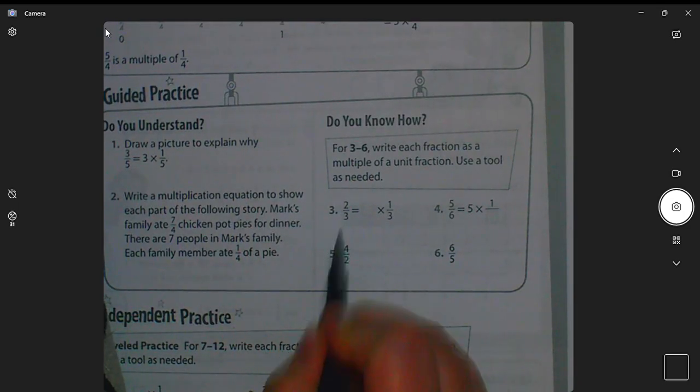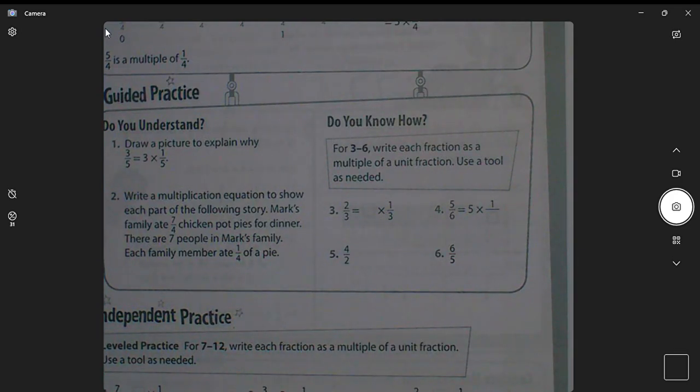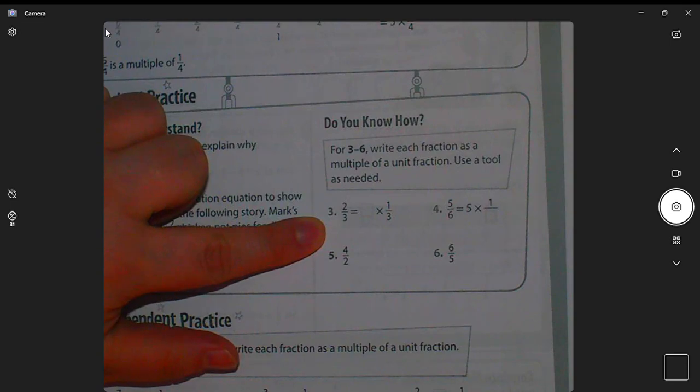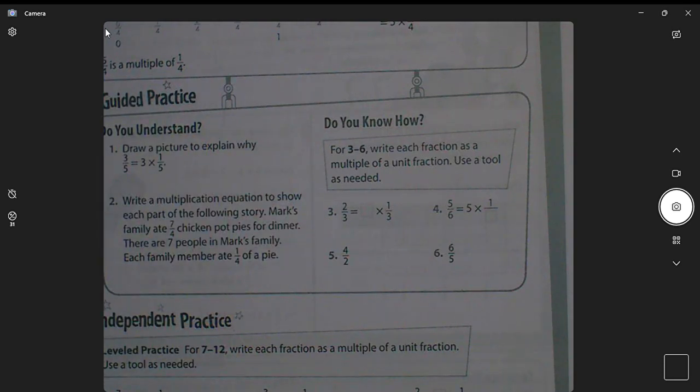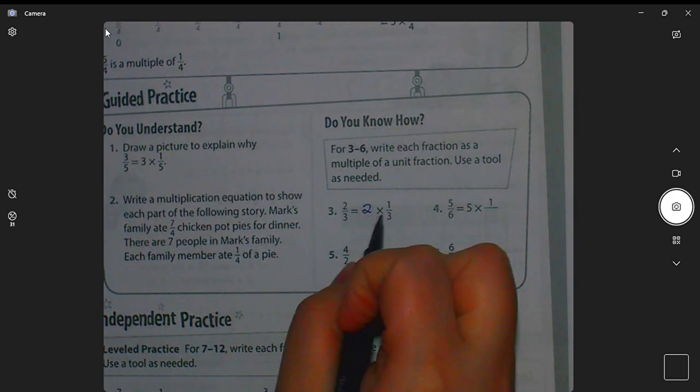2/3 is the same as saying blank times 1/3. Now, my product gives me a clue. I can look at my numerator and find the whole number. So 2/3. What number is in the numerator? Yeah, 2. So it's the same as saying 2 times 1/3.